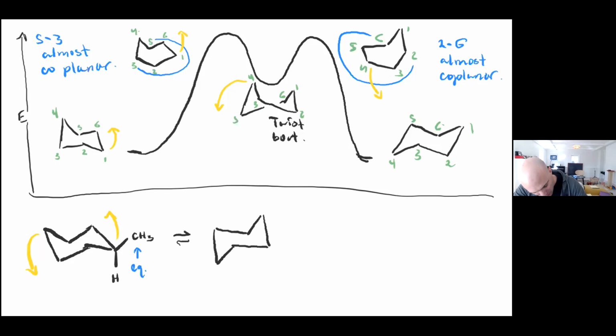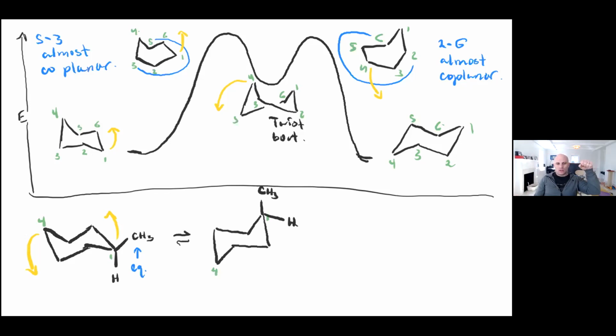So again, let me number 1 and 4, 4 and 1. The methyl group is now axial. The hydrogen is equatorial. Okay. You want to be able to do this.